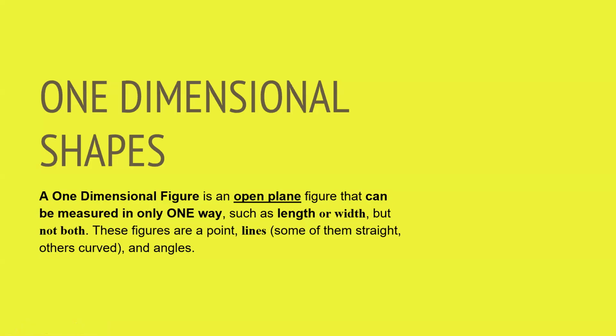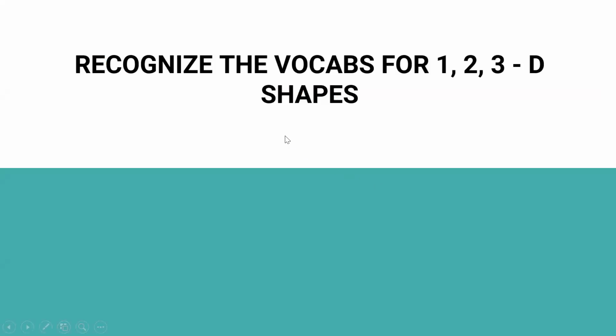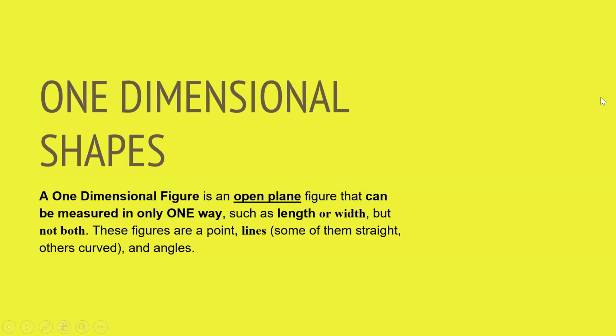Okay, now let's take a look at the first step, recognizing the vocabularies for 1, 2, and 3-dimensional shapes. The first one is one-dimensional shape. What is one-dimensional shape? A one-dimensional figure or one-dimensional shape is an open plane figure that can be measured in only one way, such as length or width, but not both.